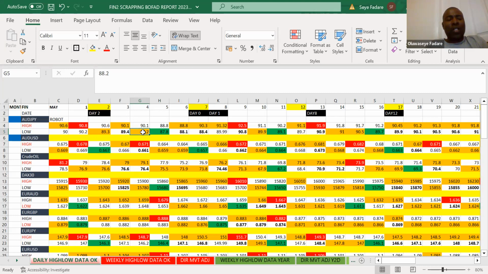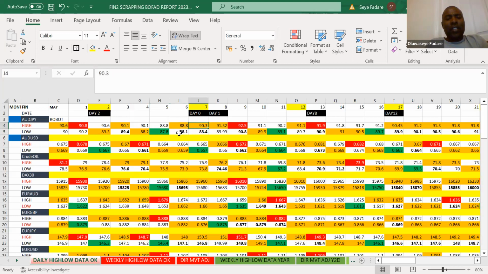Now what is the next low? After these dates I'm considering the low, not the high again, because the last trend is a low. The next low is 87.8, so I'm coloring it because it's lower than 88.2. What's the next low? It is 88.1. This low of 88.1 is not lower than 87.8, so automatically I'm reversing back to the high.